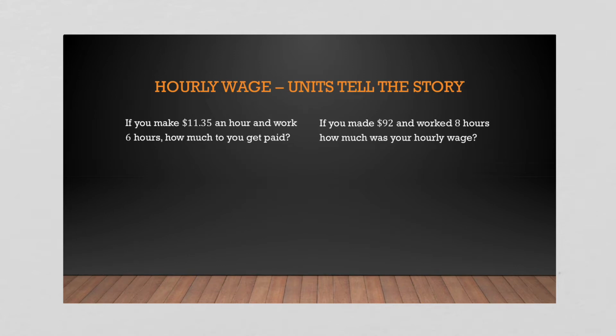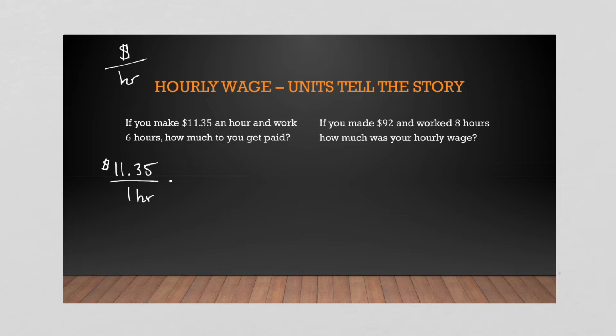First thing we're going to look at is hourly wage. Hourly wage is dead easy. If you think about how much you make, the units are important. Remember, you make an hourly wage. You make dollars per hour. That is a ratio. That is division. So how do you get that? If you make $11.35 an hour, so here's a way to consider it. You make $11.35 per 1 hour. How much do you make after 6 hours?